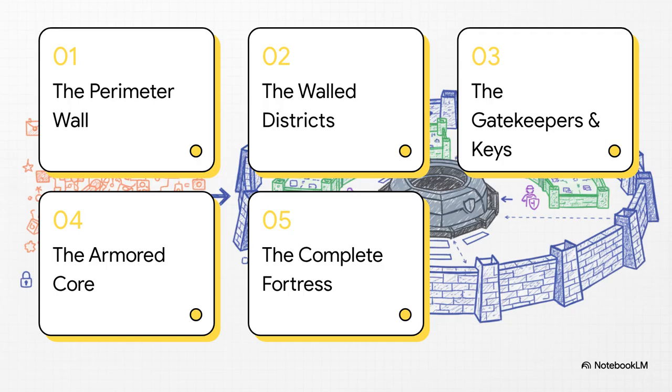So, here's our game plan. This is the blueprint for our fortress. We're going to start with that big outer perimeter wall. Then, we'll build some walled districts inside. After that, we'll assign gatekeepers and protect the keys. Then, we'll armor up our core assets. And finally, we'll see how the whole thing looks when it's all put together. It's a classic layered defense.